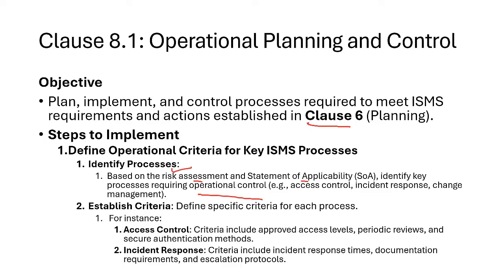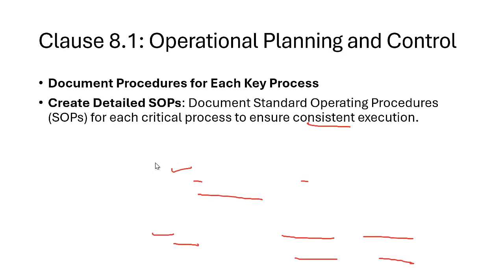For example, for access control, the criteria include approved access levels, periodic review, and authentication method. By that we can achieve access control. The second is the incident response process, where the criteria include incident response time, documentation, escalation protocols and all that. Whatever processes you have defined, you have to establish the criteria for them.